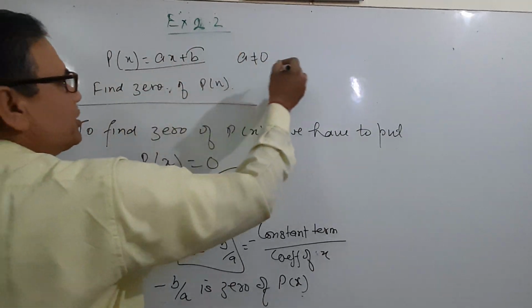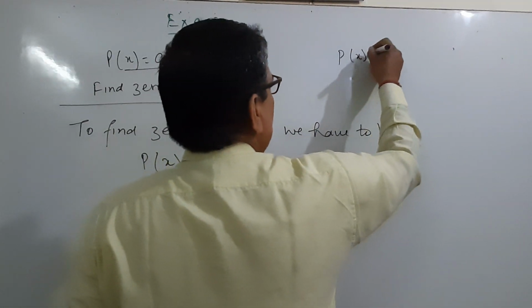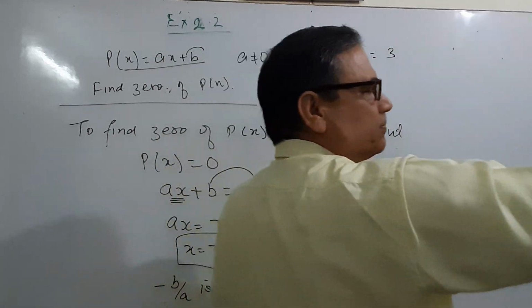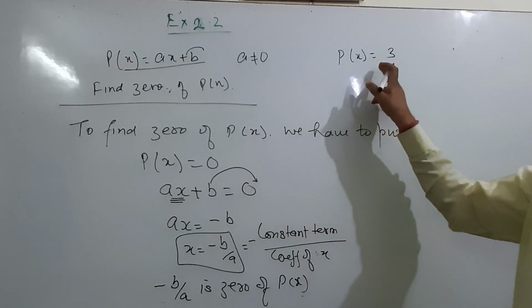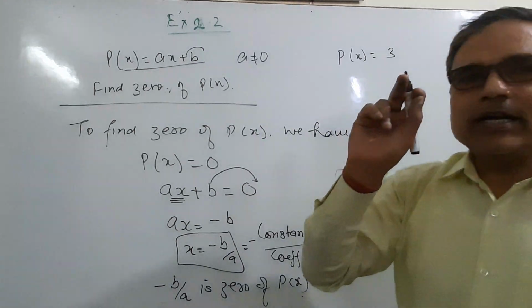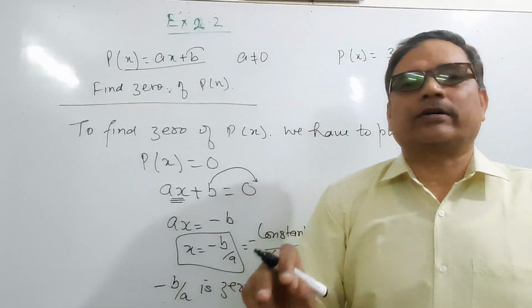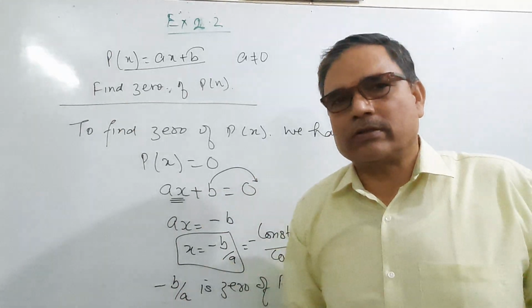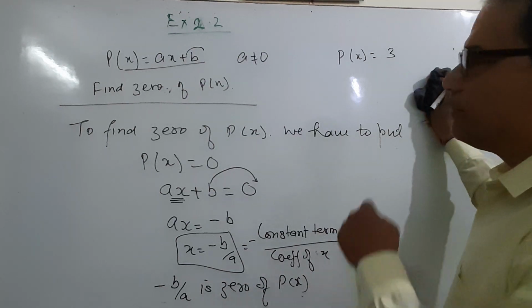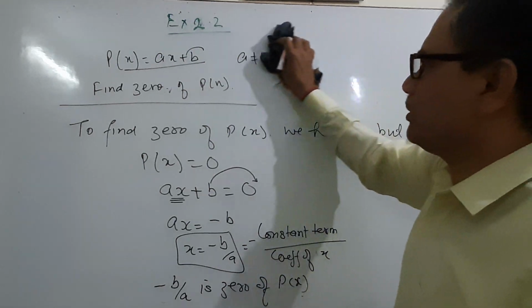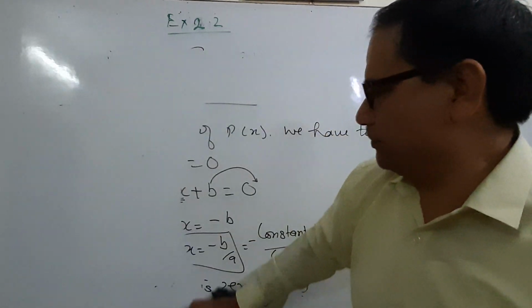And if we are given a constant polynomial p(x) equal to 3, it is a constant term having no variable, you know it very well. There is no zero of any constant term because no variable is given to us. It is constant, which is fixed. And now we will solve exercise 2.2, question number 4.